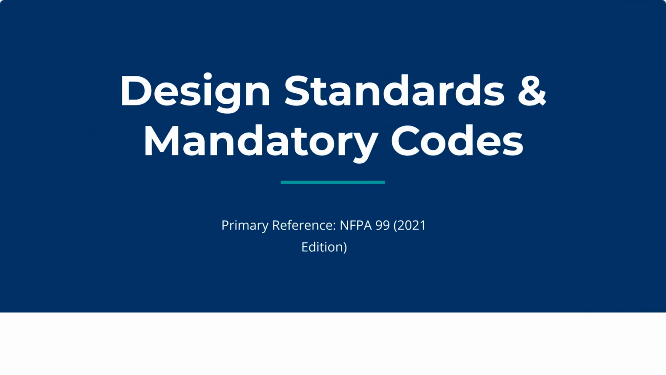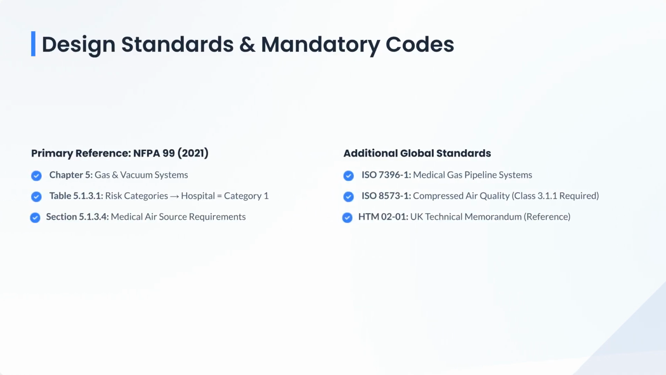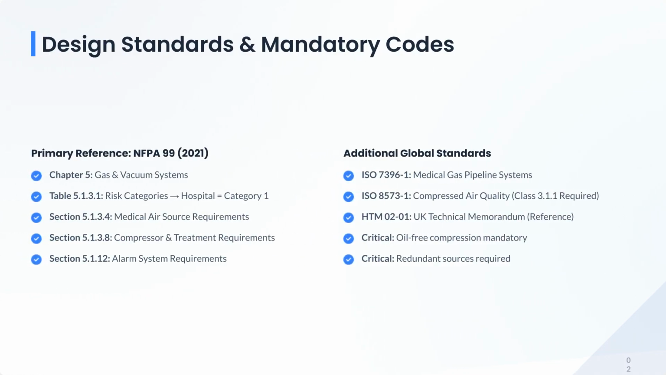Our design must adhere to mandatory codes and standards. The primary reference for medical compressed air systems is NFPA 99, specifically the 2021 edition. NFPA 99 Chapter 5 details gas and vacuum systems, classifying hospitals as Category 1 risk. Key sections cover air source, compressor requirements, and alarm systems. We also refer to ISO standards, mandating oil-free compression and redundant sources.